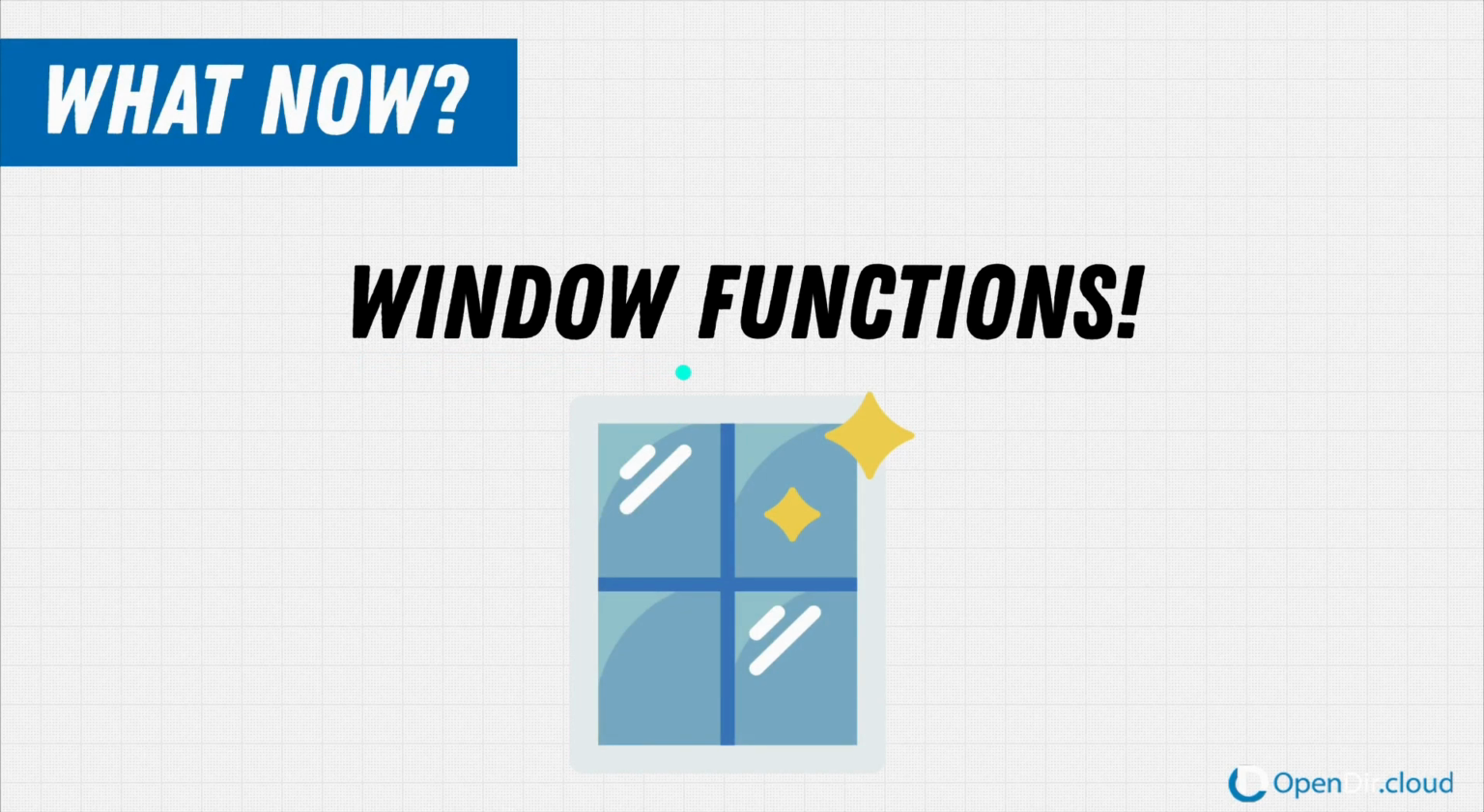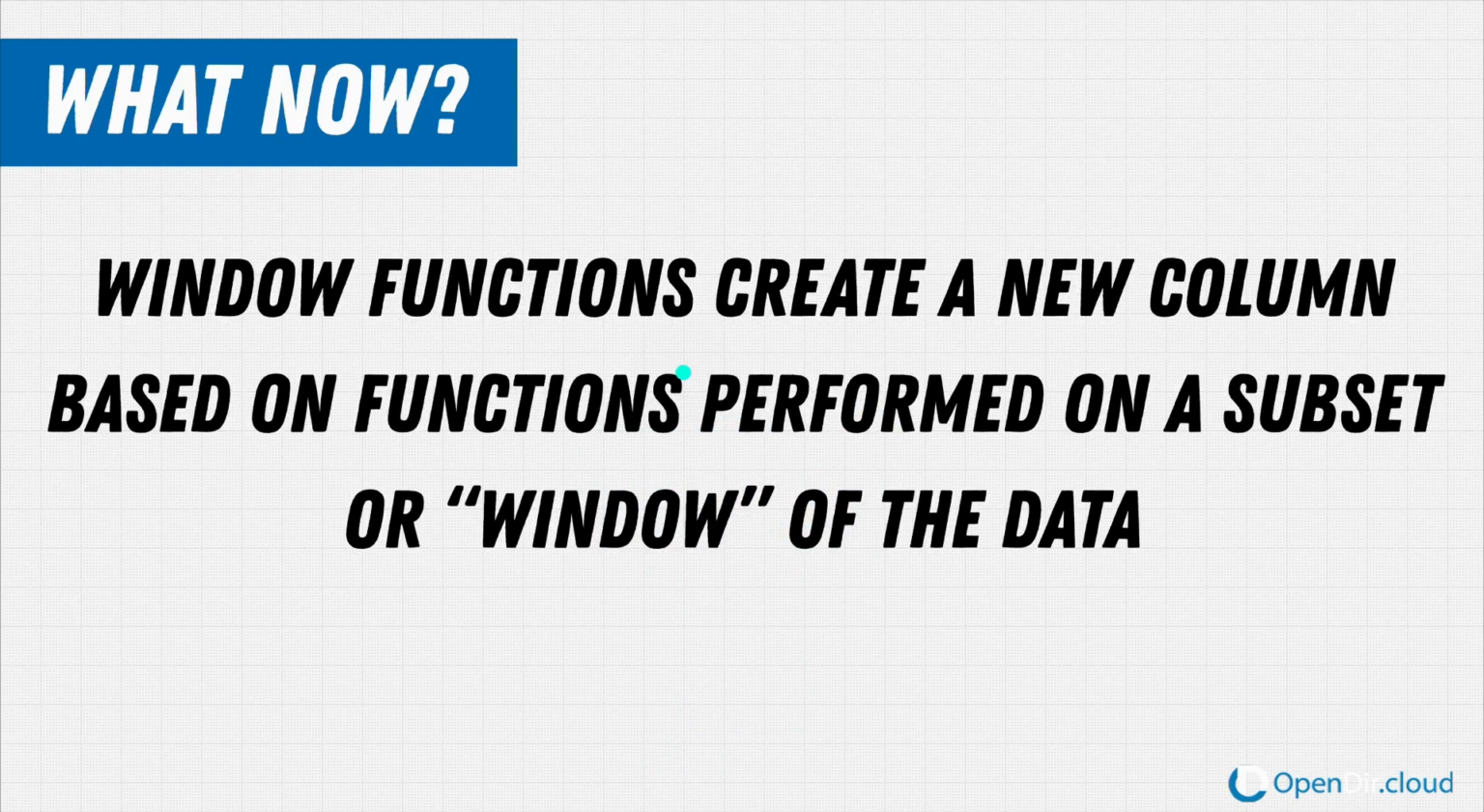Well, the problem statement was, what if I want to show something beside my row based on a group calculation? So we learned group by, and we learned that with group by, we can do calculations against groups. Now, the following is, hey, what if I want to show that calculation against a group beside my row? Now, that's an oversimplification of what window functions actually do. So let's look at the actual definition. Window functions create a new column based on functions that are performed on a subset or window of data.